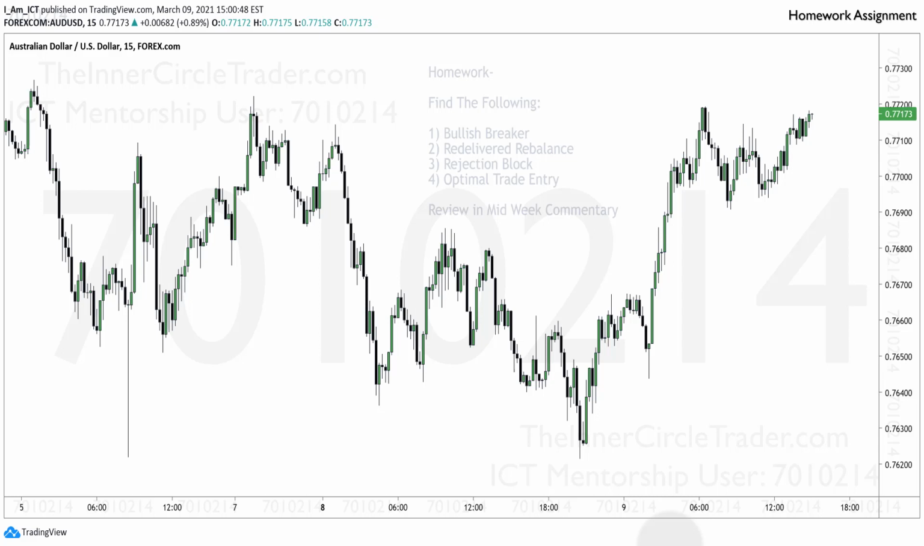And you're going to be looking for a bullish breaker. Find a redelivered rebalance. Find a rejection block. And find optimal trade entry. And I will review this in the Wednesday midweek review.